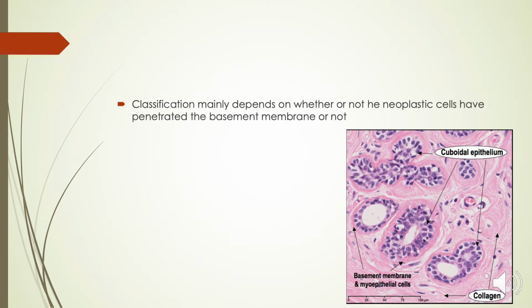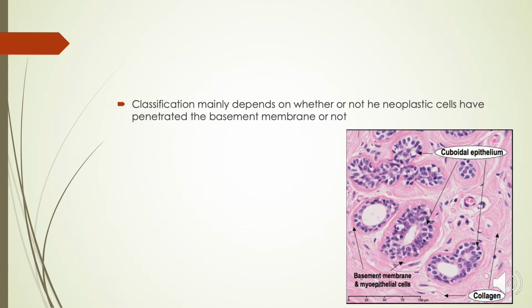The classification of carcinoma depends largely on whether or not the neoplastic cells have penetrated the basement membrane. If you look at the picture, this is a picture of a normal mammary parenchyma. As we mentioned before, it's composed of two cell types, epithelial and myoepithelial. And these glands are surrounded by a basement membrane-like material composed of type 4 collagen. If the neoplastic processes have invaded through this basement membrane, then this is called invasive carcinoma.